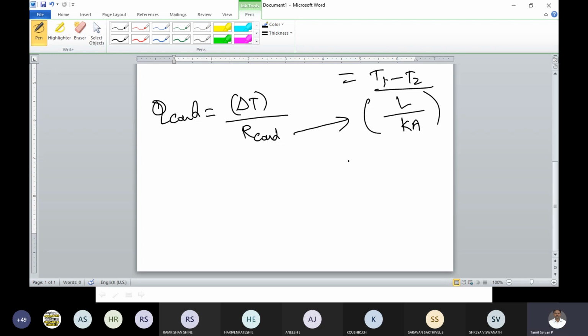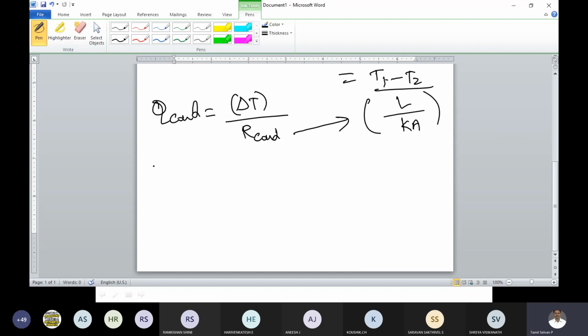If the conductivity is lesser, naturally the resistance will be higher, it will be offering higher resistance. Whereas if the conductivity is higher, then the resistance depends upon the conductivity value.